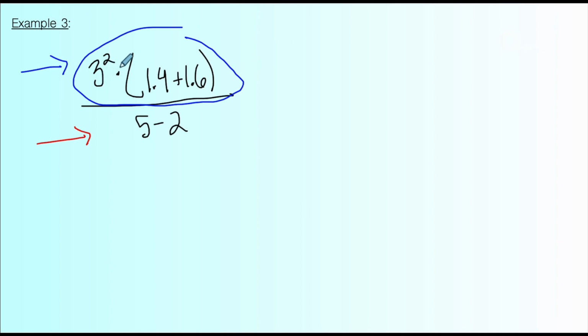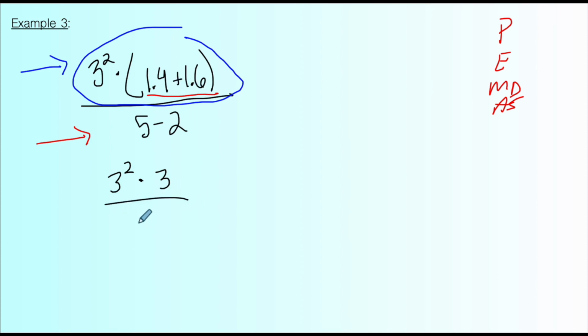On the top, I've got parentheses first. So in my checklist, parentheses, and then we'll take care of that exponent. So in the parentheses, 1.4 plus 1.6, we're going to do that first. And that's going to get us 3. 1.4 plus 1.6 is 3. The next thing we're going to do is take care of our exponents. That'd be the next part of our order of operations, and that's 3 to the second power, which just means 3 times 3, which is 9.